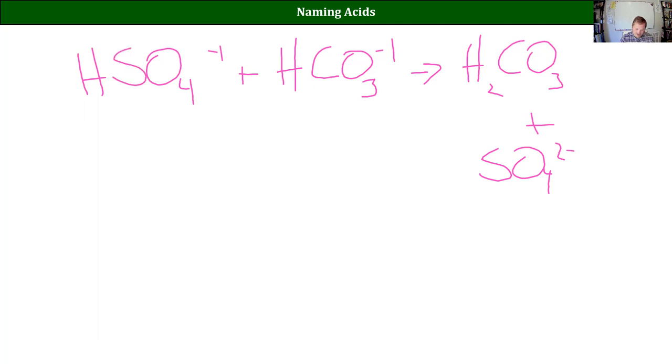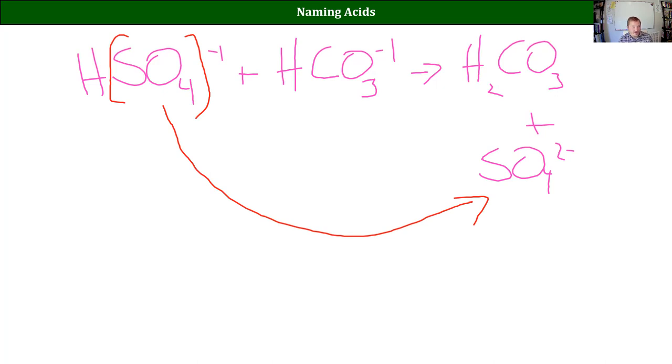And again, it's going to come back down to this: hydrogen sulfate just lost a hydrogen to become sulfate, right? So that makes hydrogen sulfate the acid because it lost a proton. And the deprotonated form, meaning without a proton, the form of hydrogen sulfate that's lost its proton, is the conjugate base. So anytime hydrogen sulfate acts as an acid, it makes sulfate.